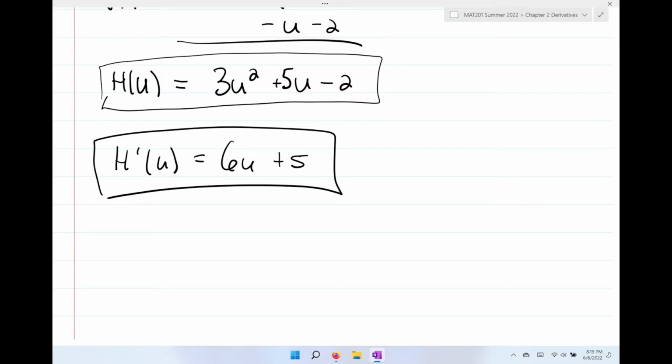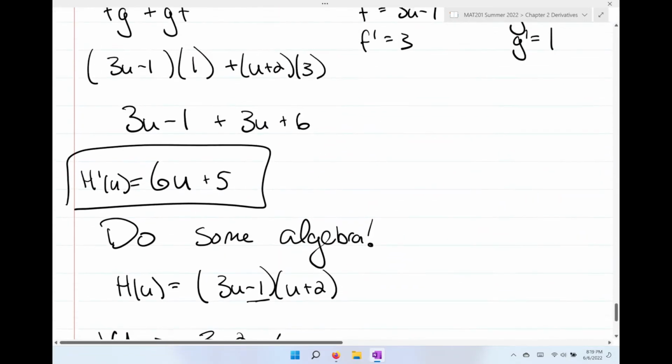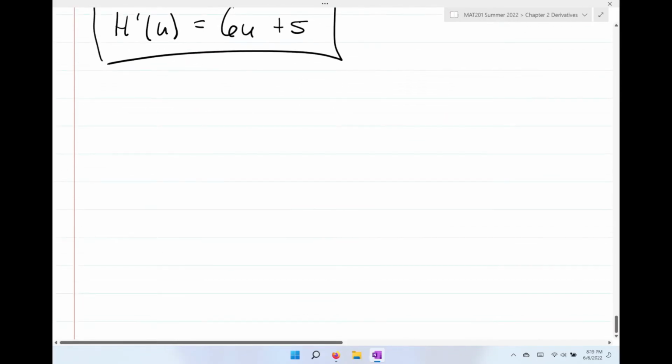Let's try another one here. What number was this? 5? No, that was 4. Okay. So here's number 5. Now, this is a really nice problem. I love putting problems like this on a test.